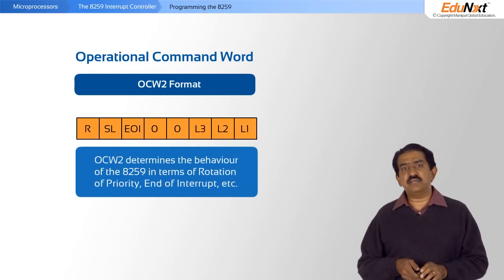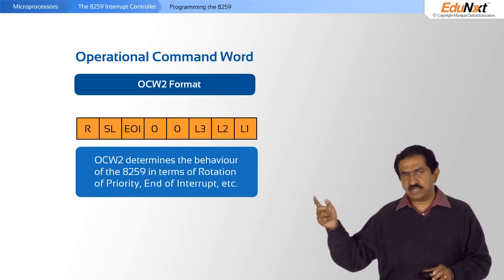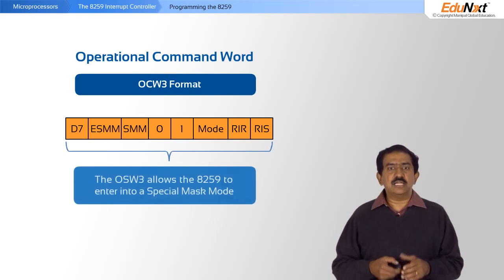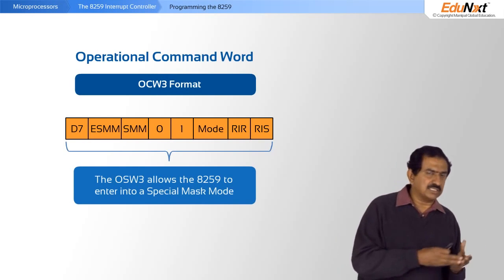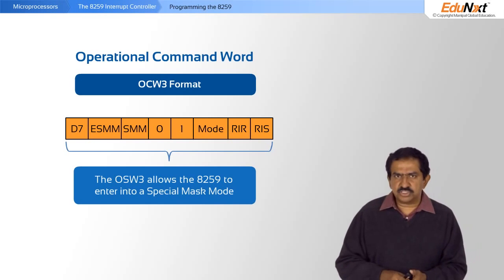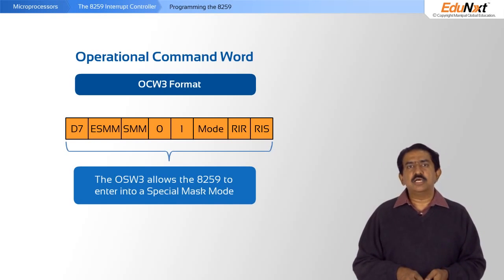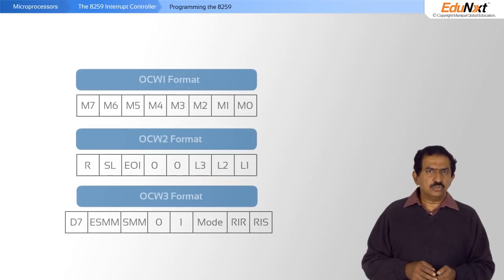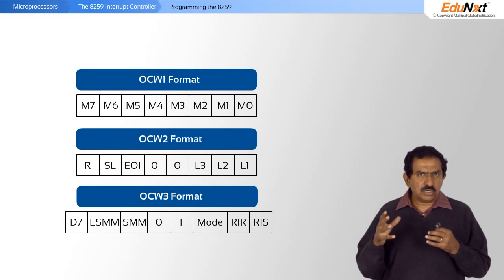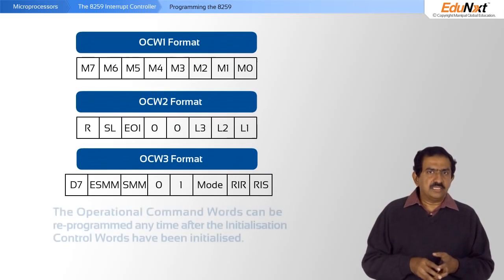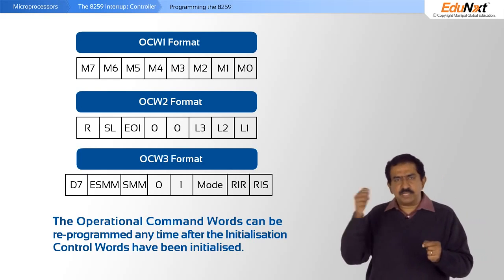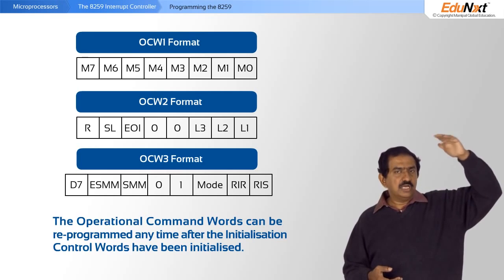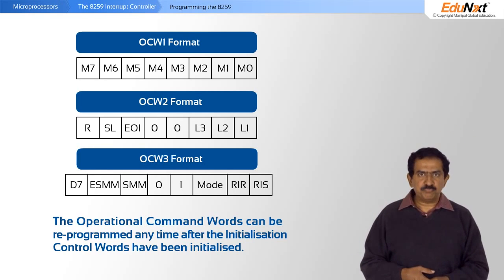OCW2 determines the behavior of the 8259 in terms of rotation of priority, end of interrupt, and so forth. OCW3 allows you to enter what's called the special mask mode. I'm fairly textbookish on that. If you look at any textbook on the 8259, you will begin to understand what a special mask mode is. So these are really what are called operational command words. The operational command words can be reprogrammed anytime in your program, whereas the initialization, the ICW, has to happen upfront at the beginning of your program.